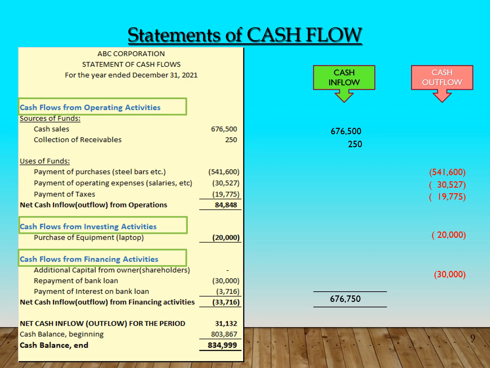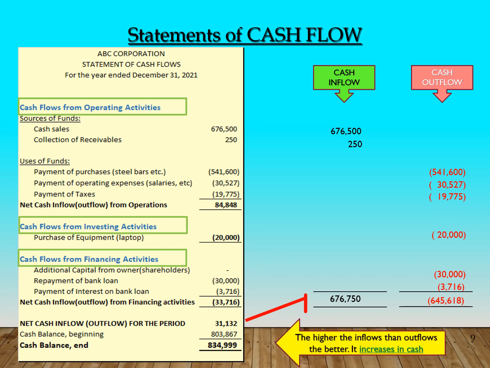We have purchase of equipment of 20,000, 30,000 for prepayment of bank loan, 3,716 of payment of interest on bank loan, a total of 645,618. So the net amount of these two totals will be the net cash inflow for the period amounting to 31,132. By adding the cash balance beginning of 803,867, we will be having 834,999. The higher the inflows than outflows, the better, because it increases the cash.